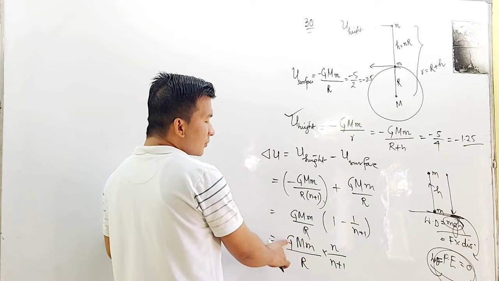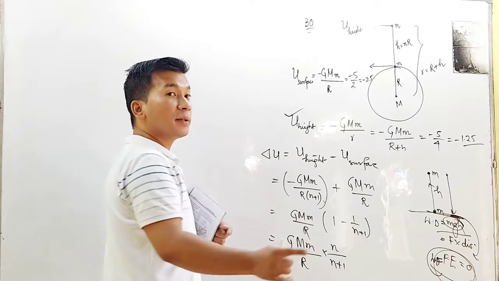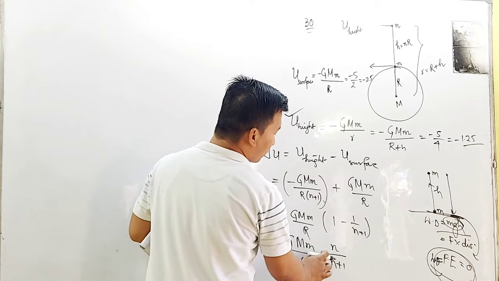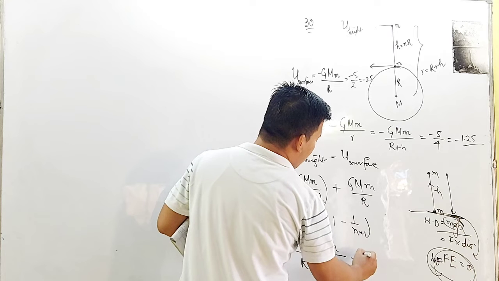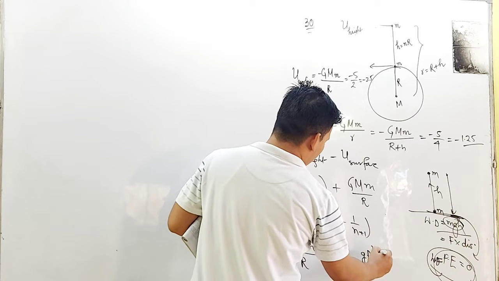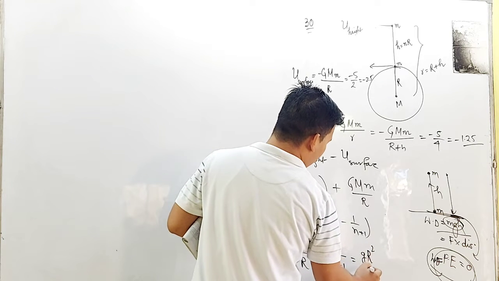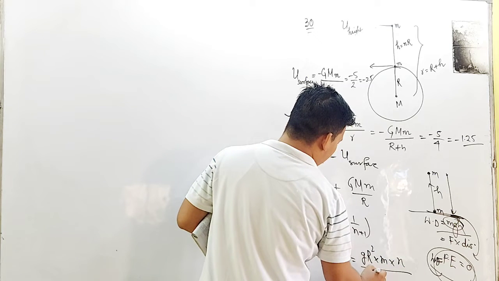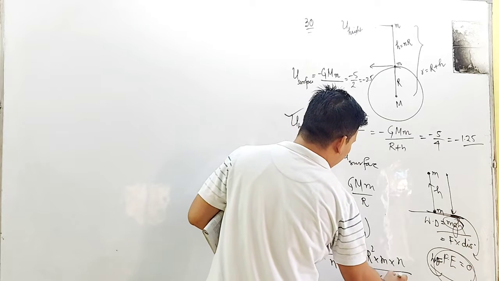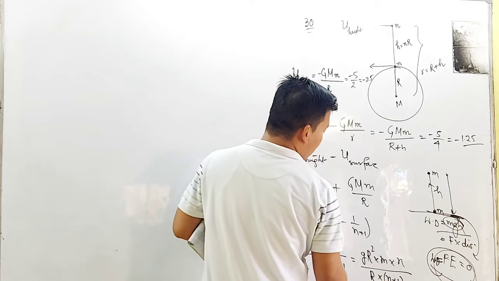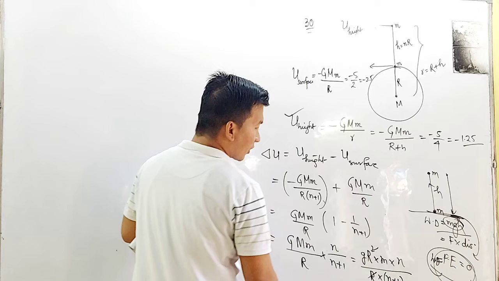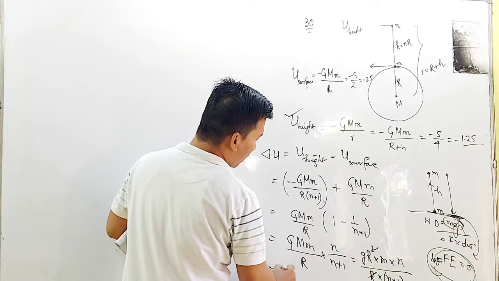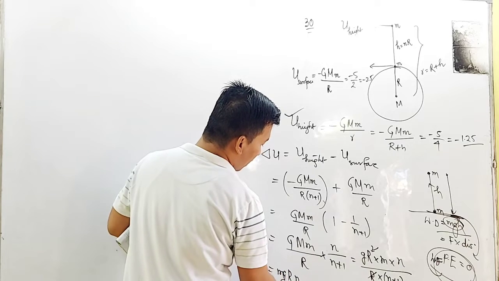But in your question, we have acceleration due to gravity, small g. So we can write G M as g r square, into small m, into n divided by r into n plus 1. After cancelling, the answer is m g r n divided by n plus 1. Finish.